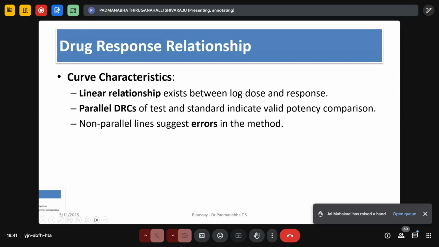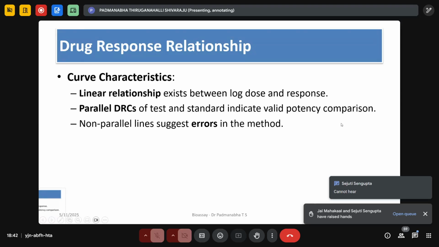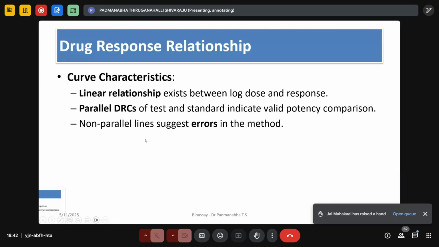So usually what happens is the parallel DRC of the test and standard indicates a valid potency comparison. If a parallel dose response relationship is not seen, then we need to think twice about the validity of the potency comparison. So the non-parallel line suggests errors in the method.